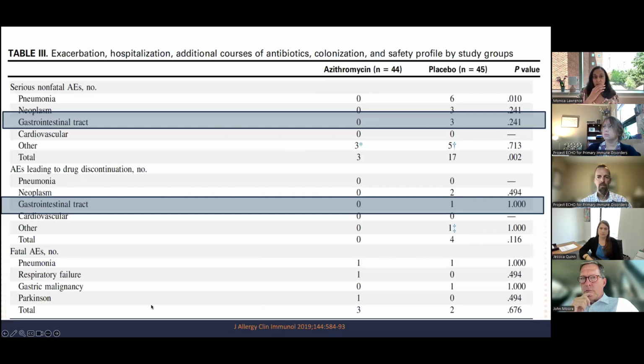And I'm sure you guys are also worried about GI side effects. It did not cause GI side effects. In fact, if anything, there were more, although not statistically significant, GI adverse events in the placebo arm. So remarkably well tolerated, effective, low cost, and it really does improve the quality of life. I have many, many, many patients on prophylactic antibiotics with great success.